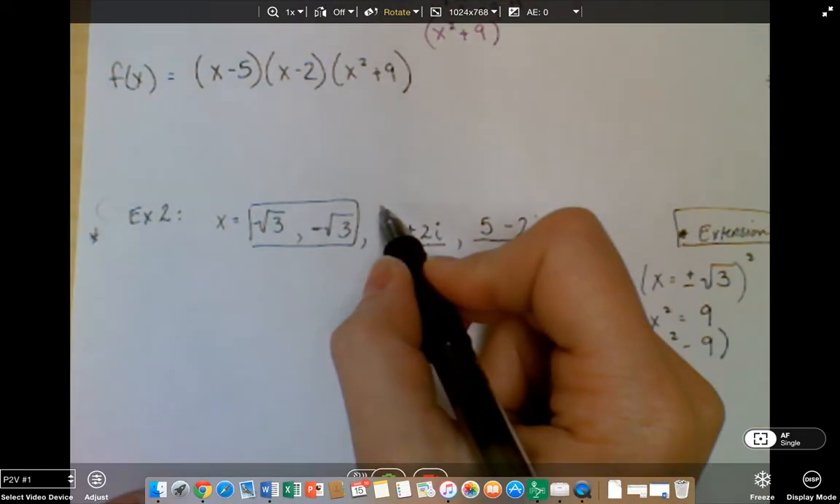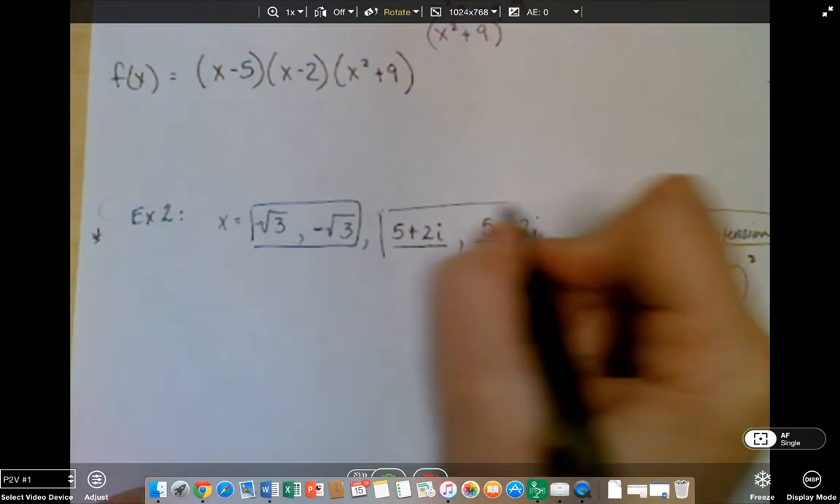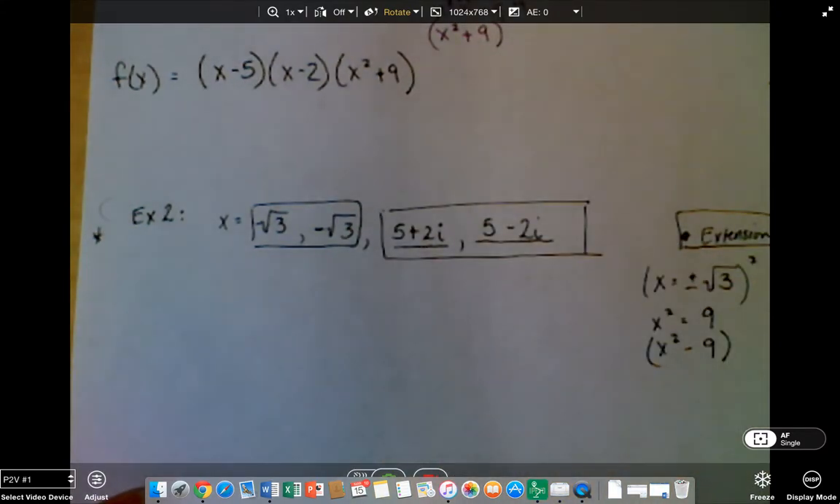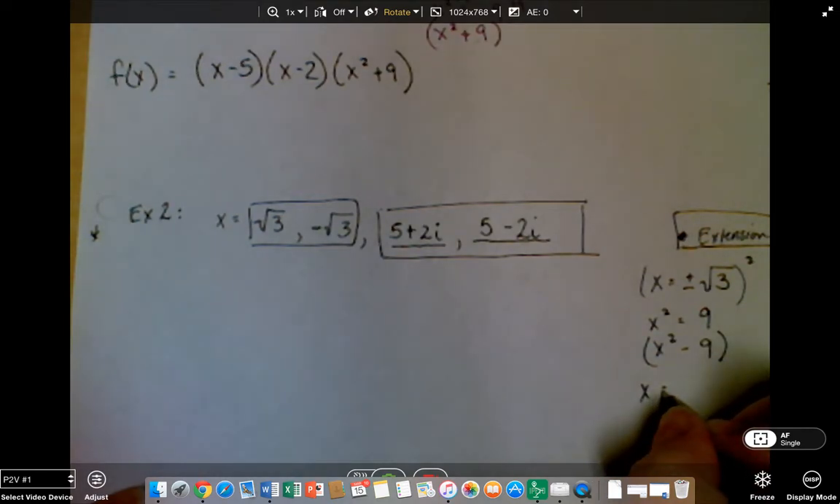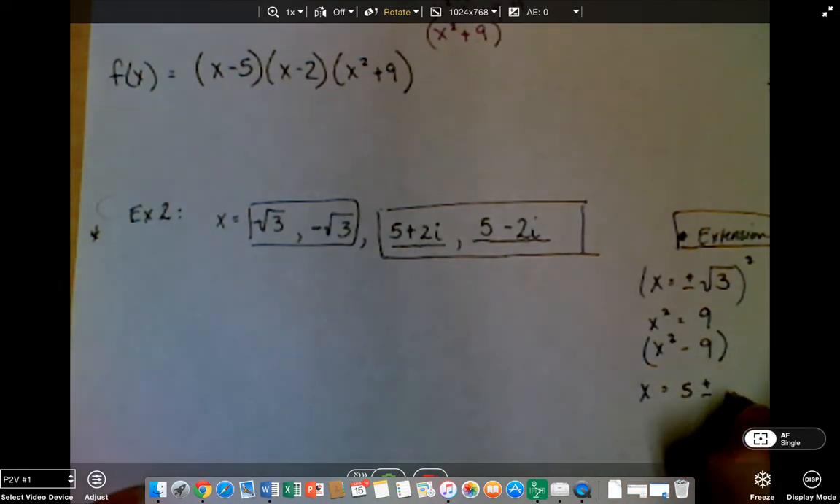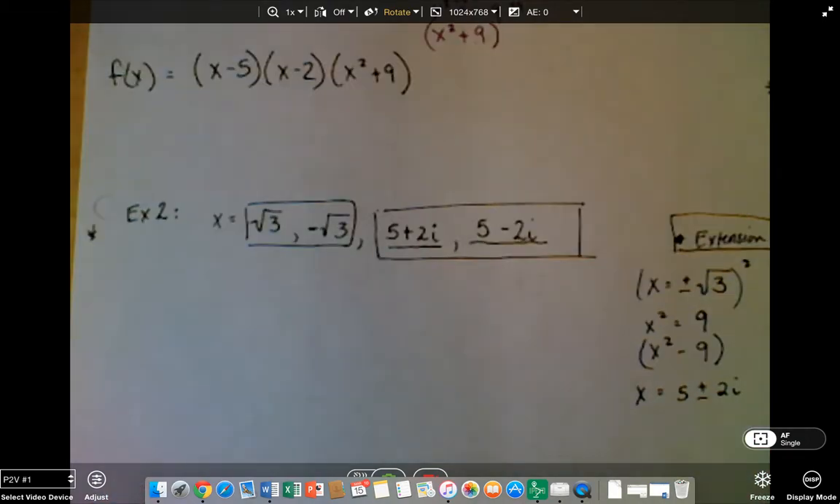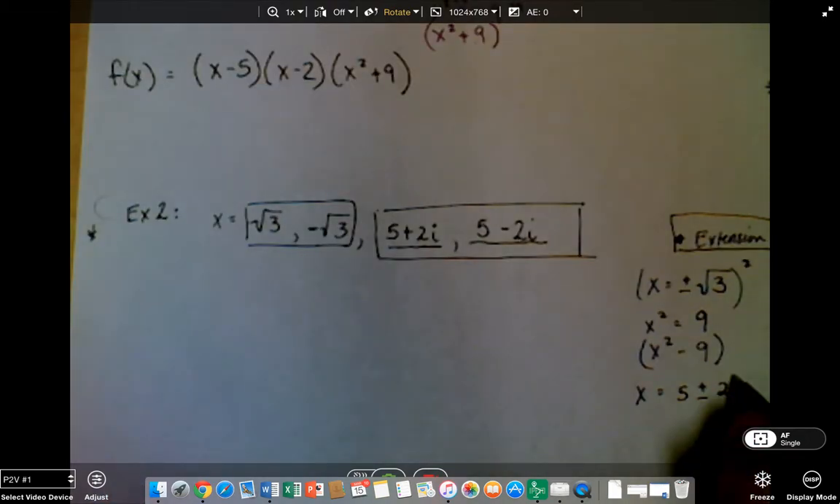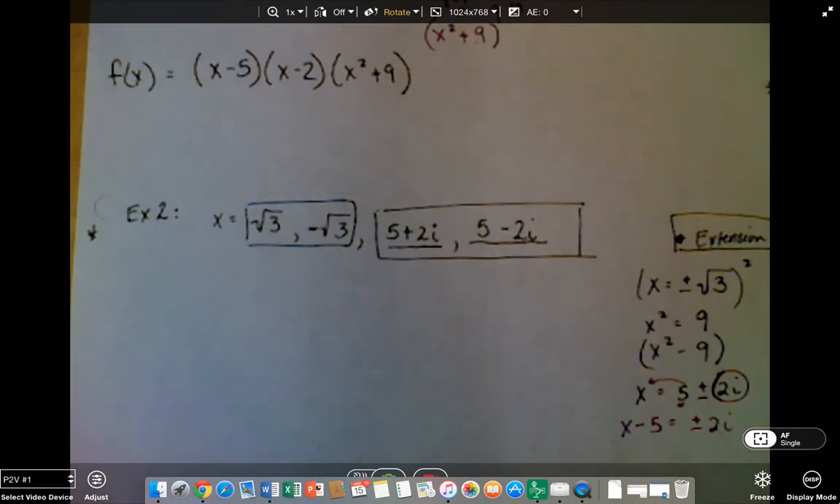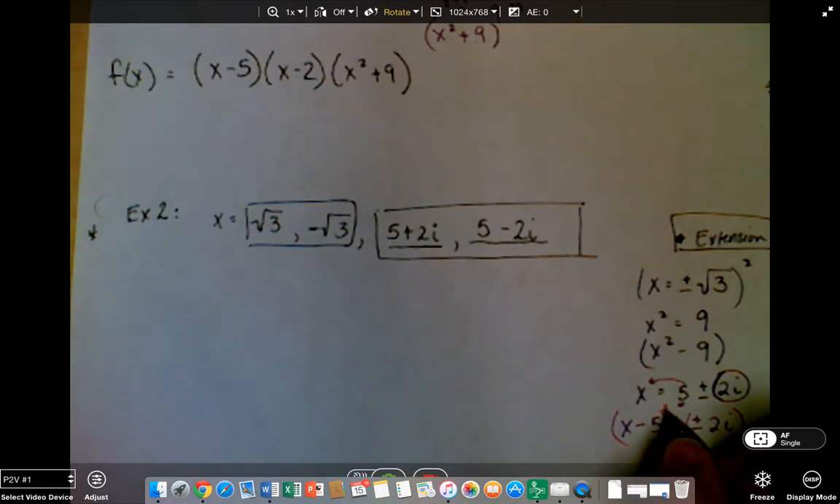And then we're going to deal with these ones right here. So x equals 5 plus or minus 2i. So if we wanted to undo this i component right here, we would need to square both sides. But I've got this 5 and a plus or minus, so what we're going to do so that we can square it is we're going to bring this piece over, and then it's going to become x minus 5 equals plus or minus 2i. So now the radical, which is this i, is by itself. Then we're going to square both sides.